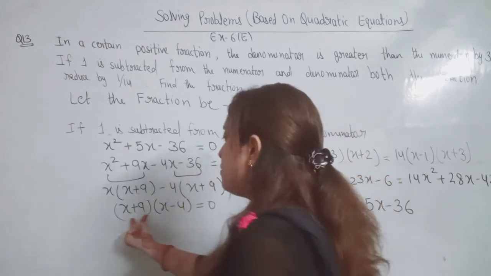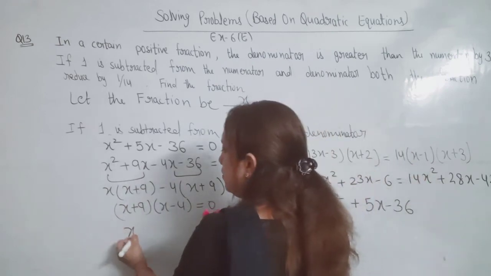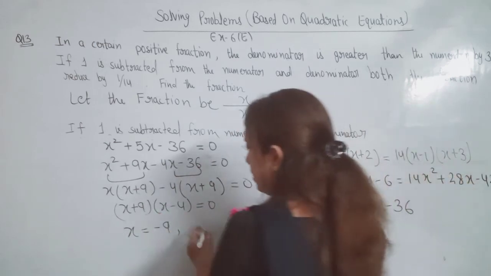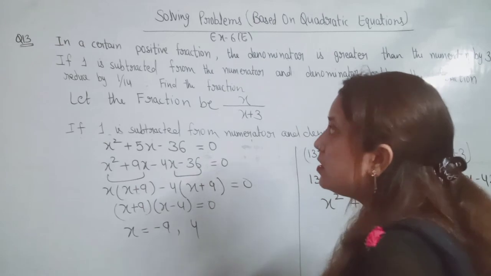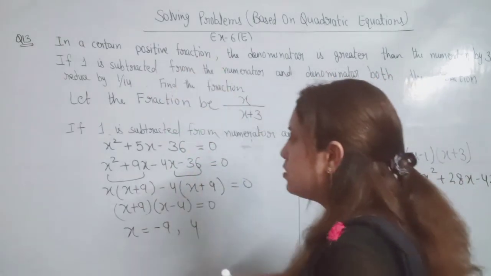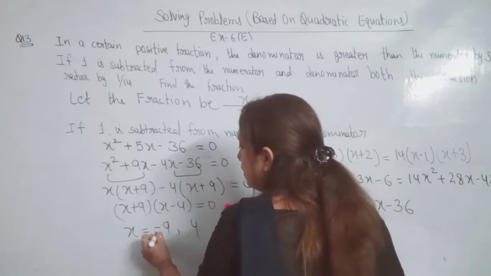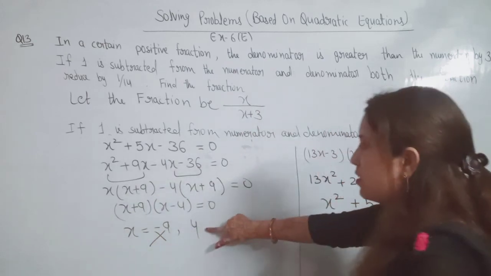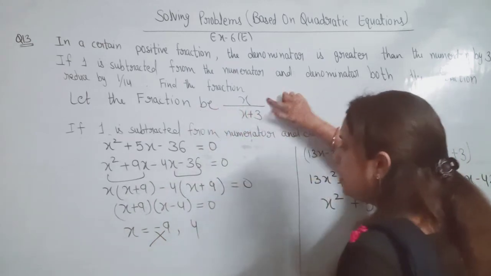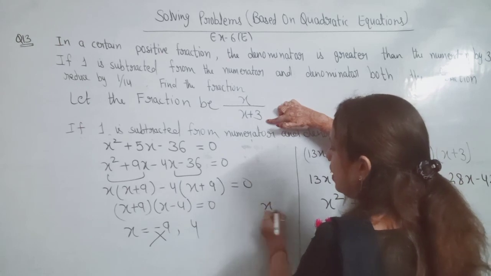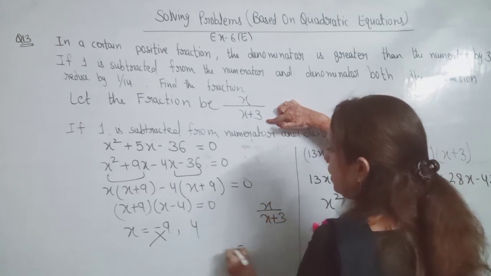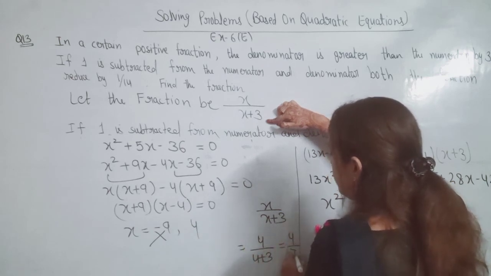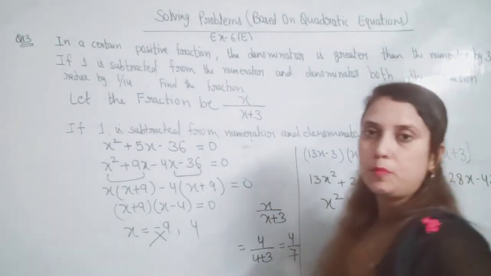When we equate x plus 9 is equal to 0, x will be minus 9, and when we equate x minus 4 is equal to 0, then x will be 4. In the question it is given as a positive fraction, so we can't take the negative number. So what will be the fraction? The value of x is 4. So the fraction will be x upon x plus 3, 4 upon 4 plus 3, 4 by 7. So the fraction is 4 by 7.